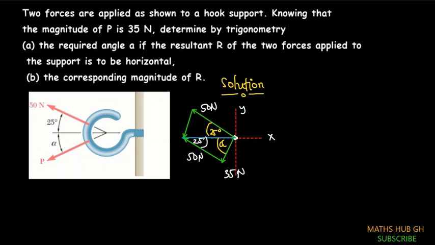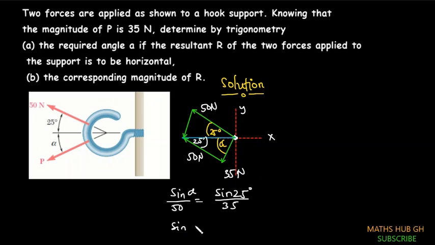So with that angle we can find the value of what? Angle alpha using the sine rule. The angle alpha is opposite the 15 newtons, and then this 25 is opposite this 35 newtons here. So we are going to have sine of alpha divided by the 15 newtons equals the sine of 25 degrees divided by what? 35 newtons.